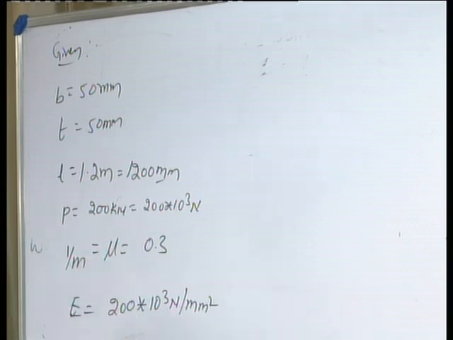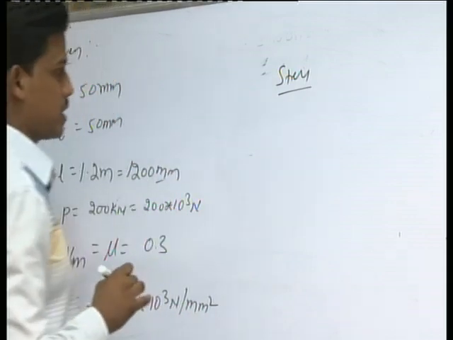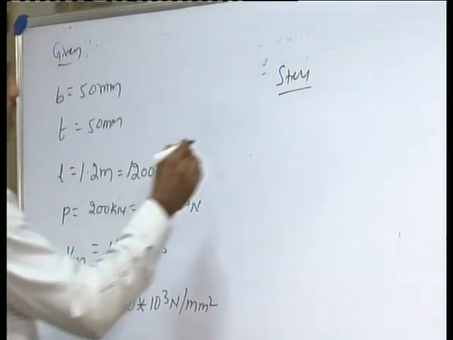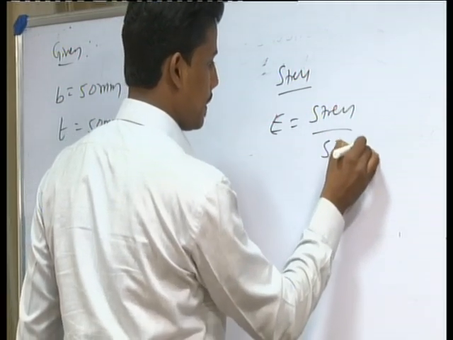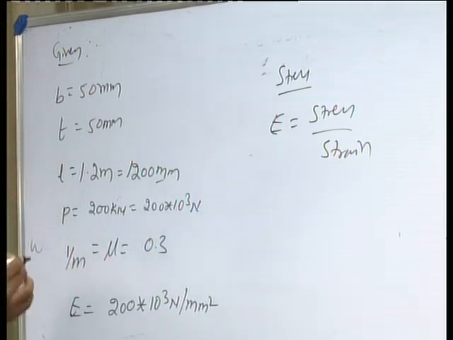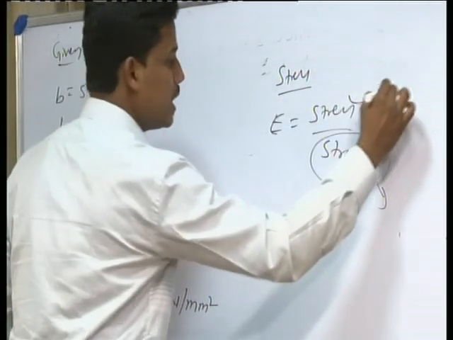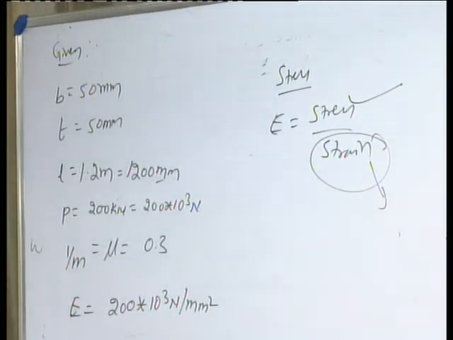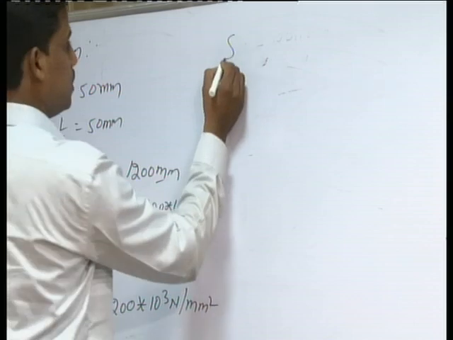Another point is, first of all we need to calculate the strain required. For the requirement of strain, we need to calculate the stress, because Young's modulus E is equal to stress by strain. So our intention is to calculate the strain, and for calculation of strain, we need the stress.